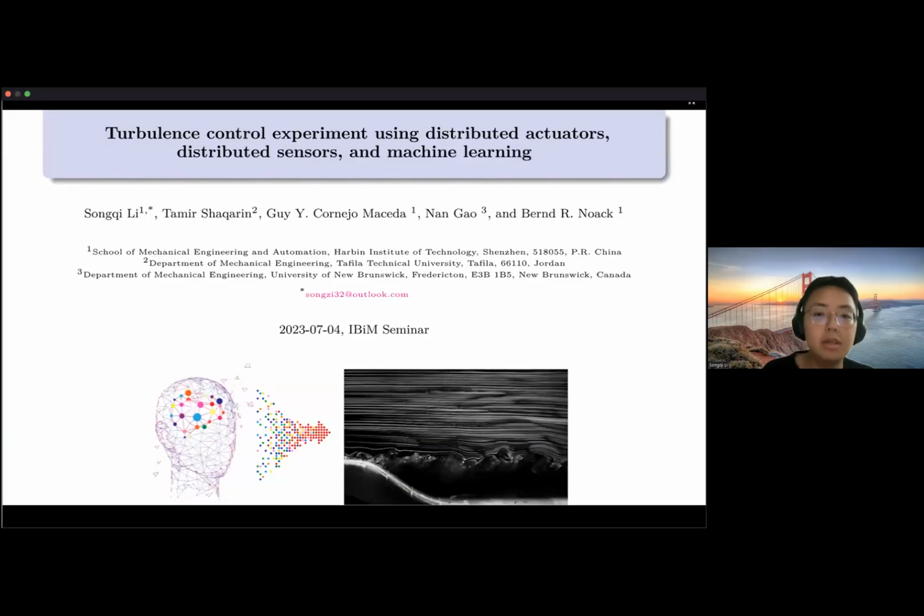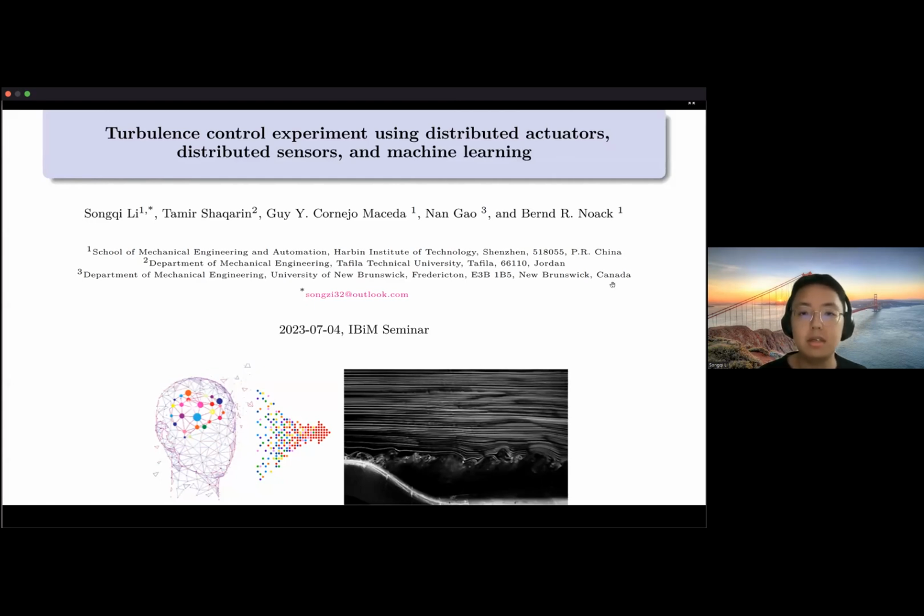Today, I'll talk about turbulence control experiment using distributed actuators, distributed sensors, and machine learning. Because my background is more on the experimental side, I will present both the design and construction of this novel turbulence control experiment and also the application of the cutting edge machine learning algorithms.